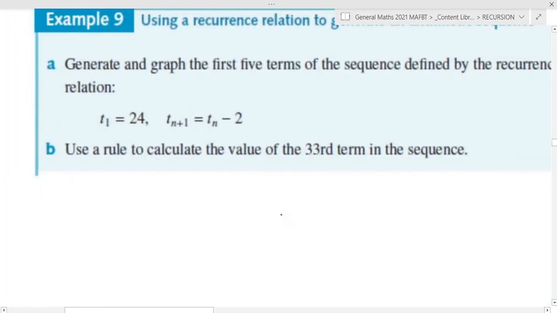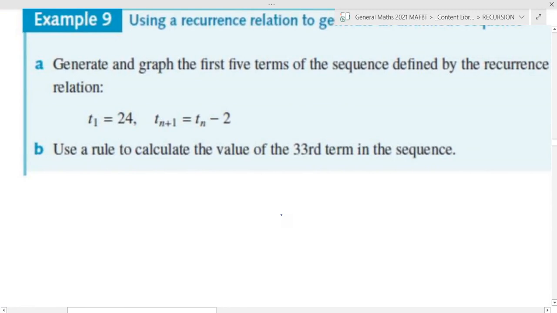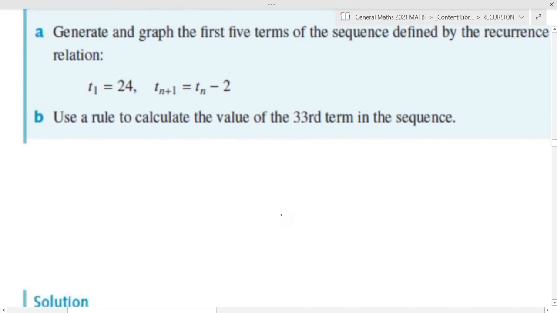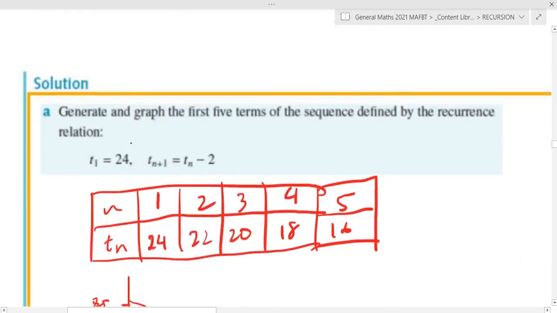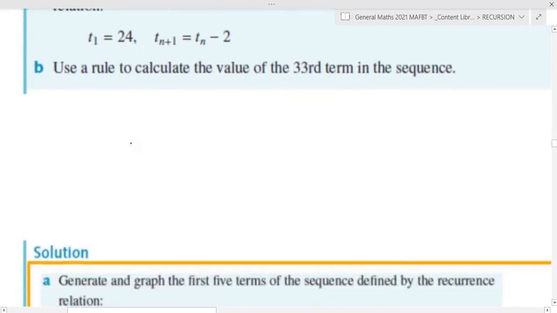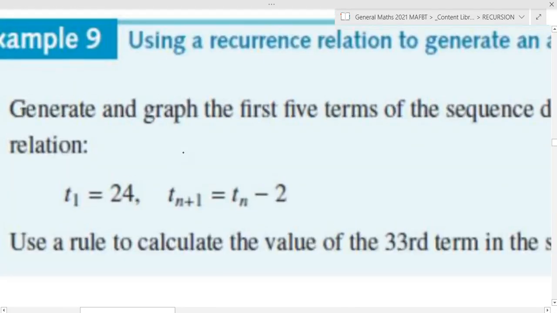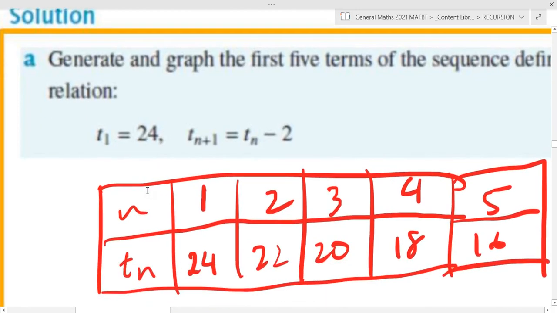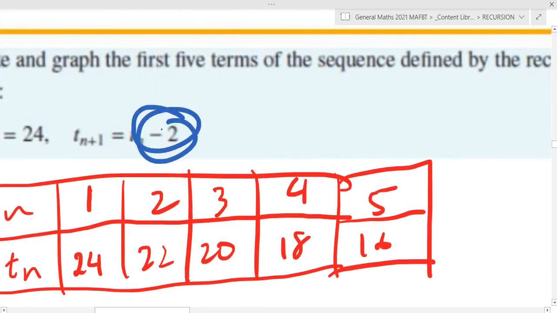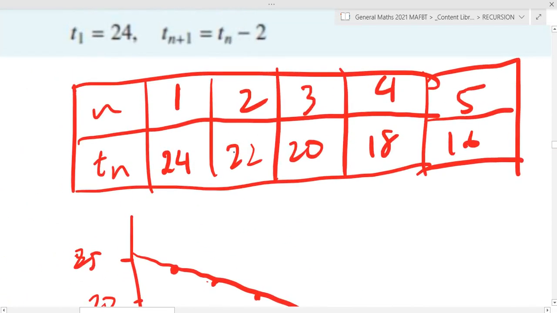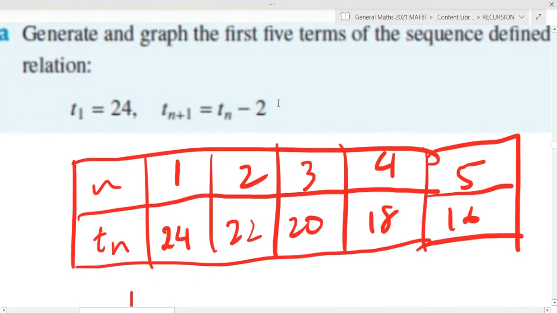Here you get a question where it says, here's your recurrence relation, generate the first 5 numbers. Remember, your recurrence relation is used to generate. So here I can see that I've already put it on my table of values. Here are the first five numbers: 1, 2, 3, 4, 5. The first number is 24. Just verify that that's the case. Yep, it's 24. And it says here in my recurrence relation that to get the next number, you have to minus 2. So that means T2 would be whatever T1 is minus 2.